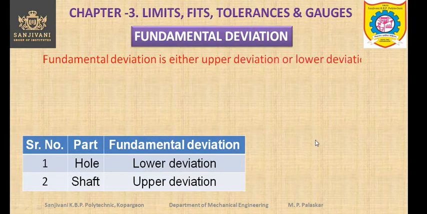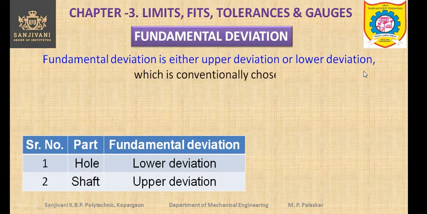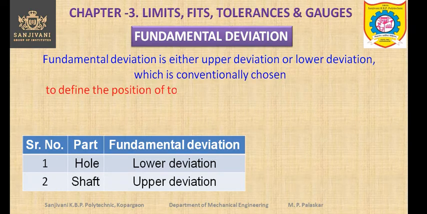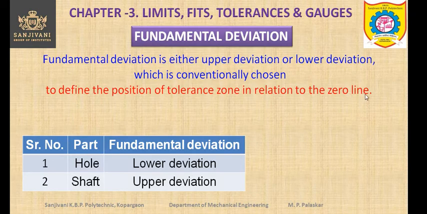Now let us talk about the fundamental deviation. Fundamental deviation is either upper deviation or lower deviation. One of the two deviations, either the upper deviation or the lower deviation, is taken as the fundamental deviation. So this deviation is conveniently chosen. One of the two deviations, upper or lower, is conveniently chosen to define the position of the tolerance zone in relation to the zero line.